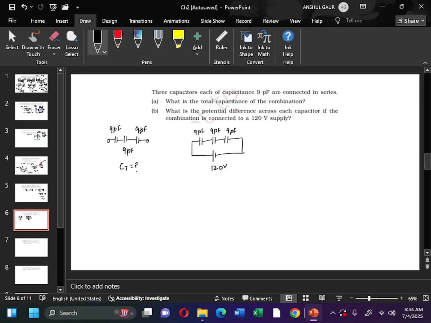So in this problem there are three capacitors, each having the same capacitance of 9 picofarad. They are connected in series. And in the first part we have to find out the total capacitance.